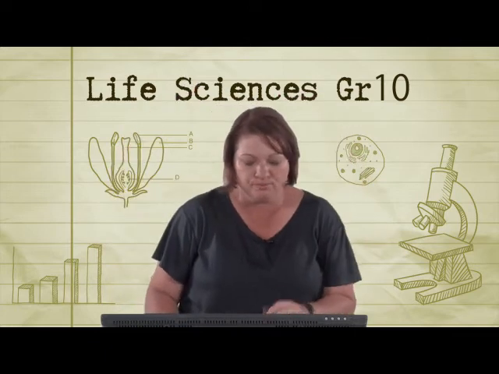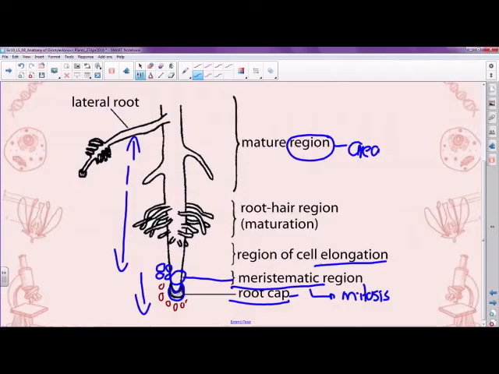So you've got these different layers that you have to go to. Here, what do we have? The meristematic region is all the embryonic tissue. Can you remember that word? Embryonic tissue. That can become any other tissue, and it divides by mitosis.